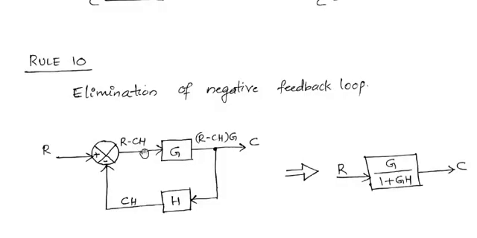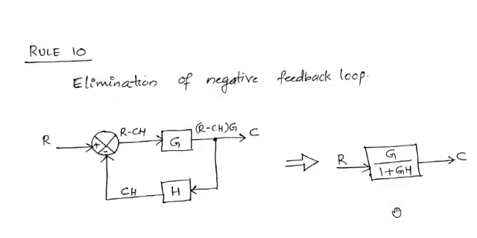To some other point means you cannot shift the branch point before the summing point. In that case, you have to shift this branch point to the output side. So after that, you can apply rule number 10. Okay, that you have to keep in mind. Usually students make mistakes in that. So if we are having a negative feedback loop like this, then it can be reduced to a single block with gain G by 1 plus GH.